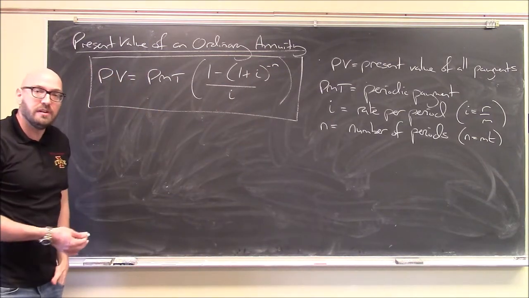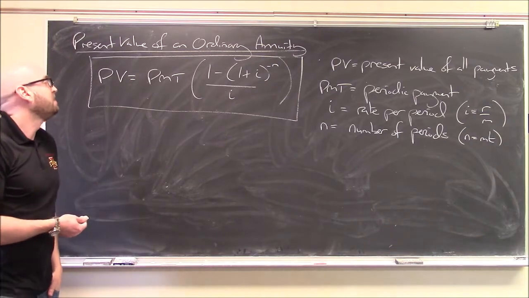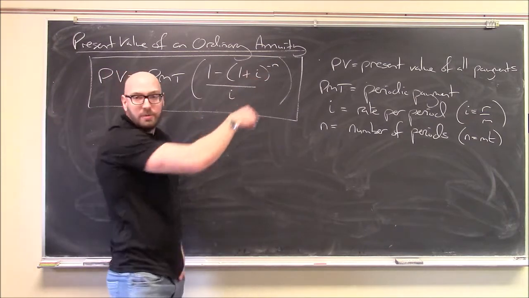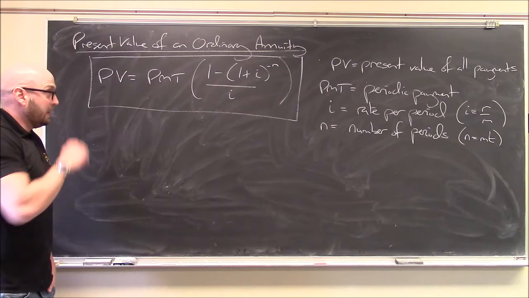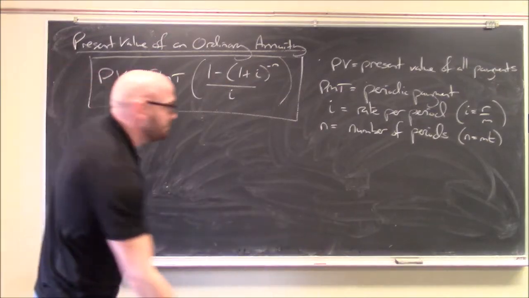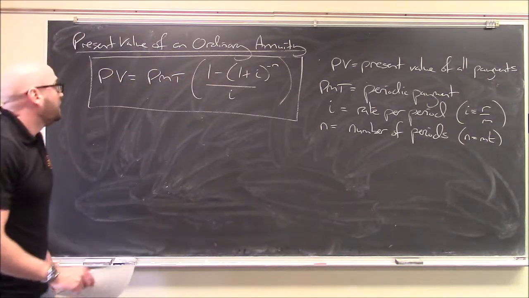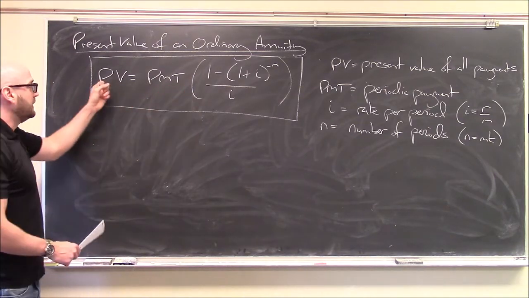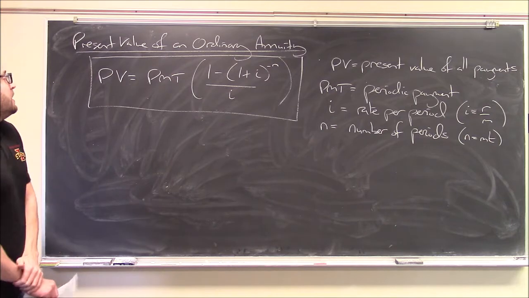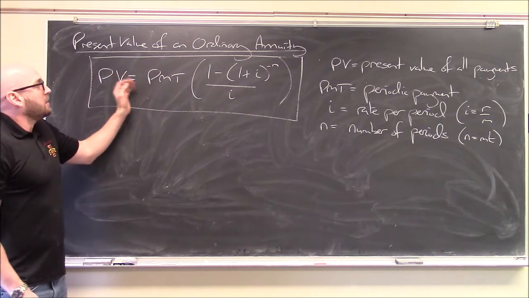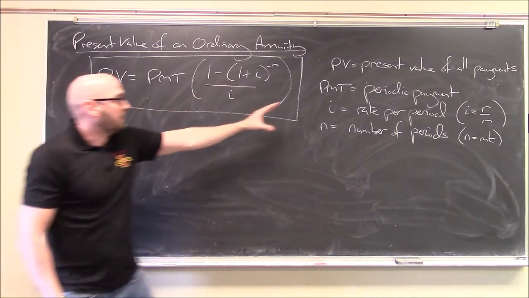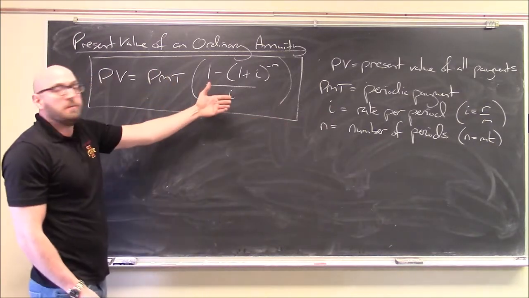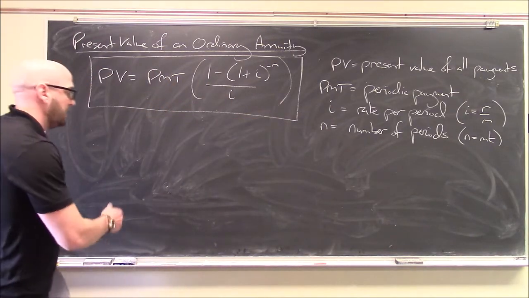It's the rate per period, so it's r over m, and n is the total number of periods, so m times t. So here's the formula, and once again, you'll have questions where, for example, we're going to use this right now to find the present value of an annuity, but you'll have other questions where 3 of the 4 values here are given, and you have to find the 4th. So let's do an example.